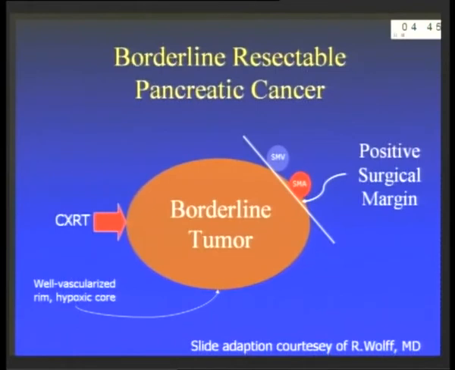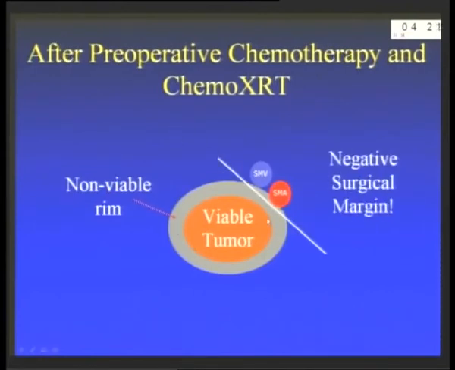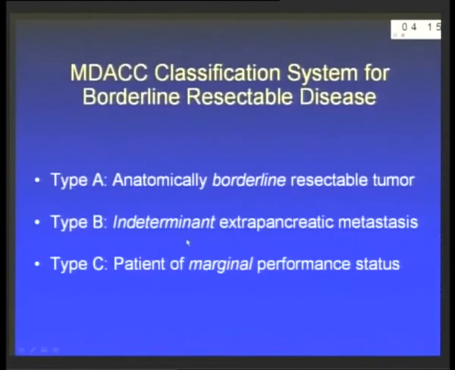In contrast, if we were to administer chemoradiation treatment to what we know and understand is a well-vascularized rim of tumor at the periphery of the tumor, then our goal would be to try to achieve some type of decrease in the size of the tumor and sterilization of this non-viable rim of tumor so that when an operation is performed, we can achieve a negative surgical margin. That's the theory behind this therapeutic strategy.